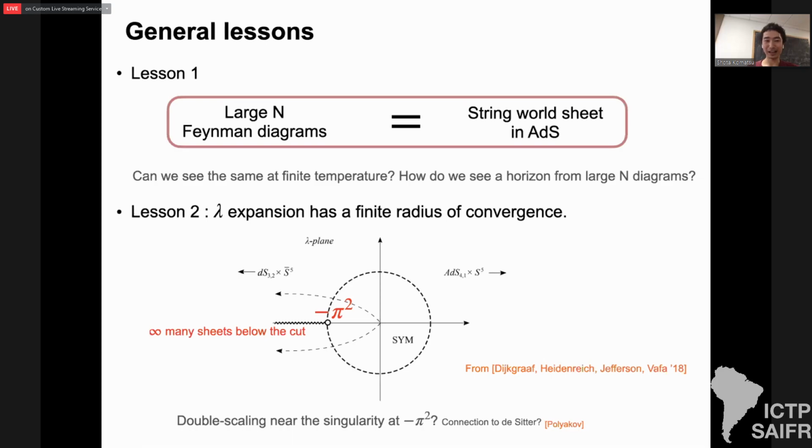And given this, I think it's interesting to ask whether we can do something similar in a different setup, for example, at finite temperature.